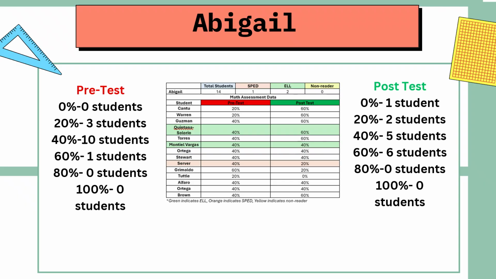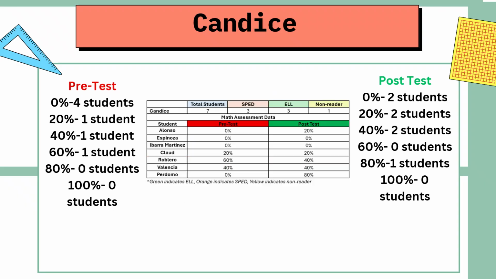Abigail's data shows movement from the 40% range into the 60%, which tells me her instruction is helping students grow. However, the absence of students reaching 80% or higher suggests that instruction may not be pushing students towards mastery. I'm wondering if her small group instruction is focused more on remediation rather than acceleration.